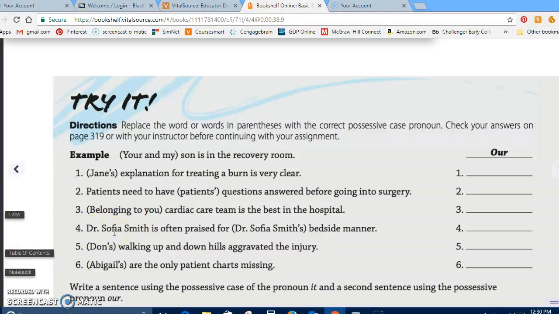And then number 4, in parentheses, we have Dr. Sophia Smith, and the pronoun we would use for that is her. And number 5, Don's is in parentheses. The pronoun you would use would be his. And the last one there, Abigail's, is the noun that's in parentheses, and the pronoun we would use would be hers.